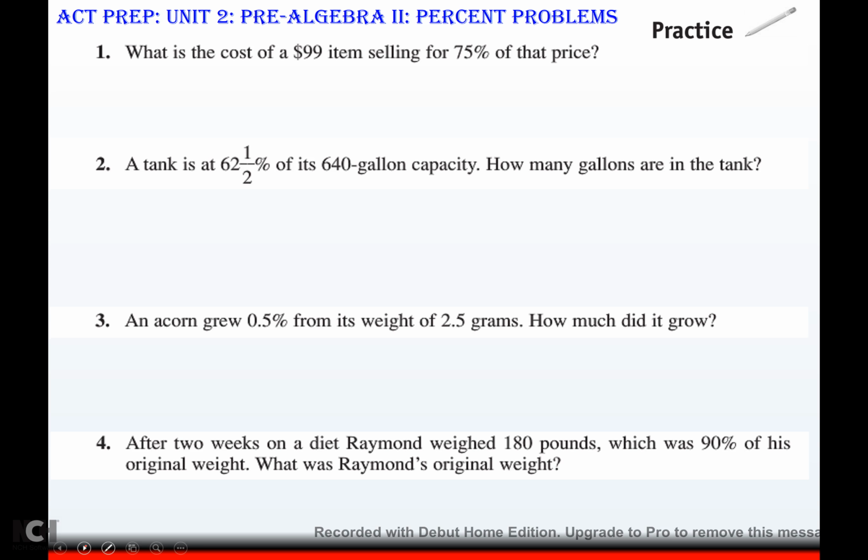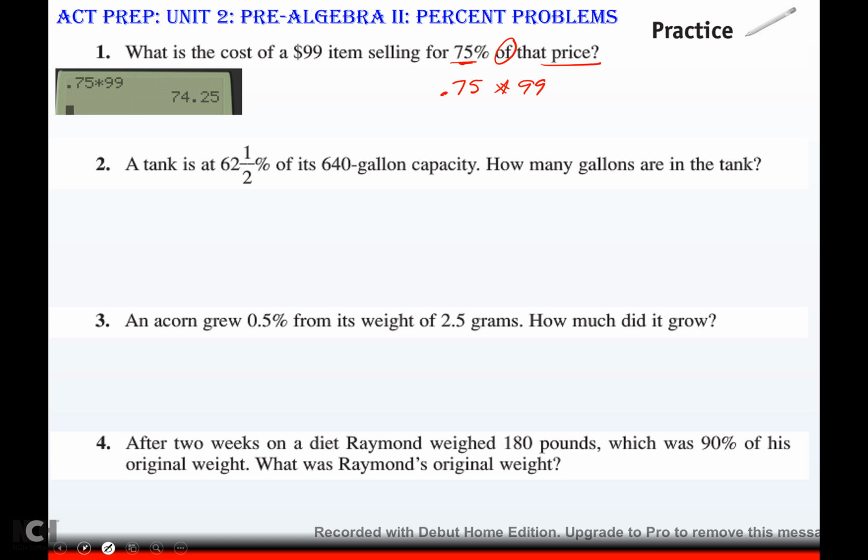Okay. All right, so some practice ones. It says, what is the cost of a $99 item selling for 75% of that price? So the problem is 75% of the price. So they're telling you to take 0.75 times the price, which is 99. So I type that in and I get 74.25.